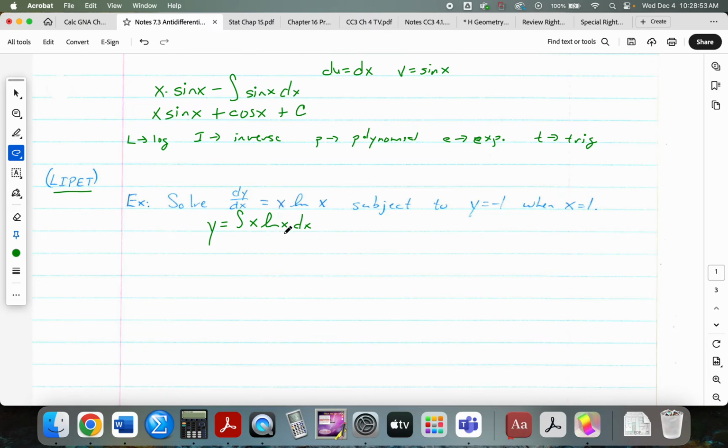Notice we have two completely different types of functions being multiplied together. That's always the clue that you're going to be doing integration by parts. We apply our acronym LIPIT. There's a logarithm, so I'm going to let u be equal to the natural log of x. And dv is always everything else that's in the integrand. That is, in this case, x dx.